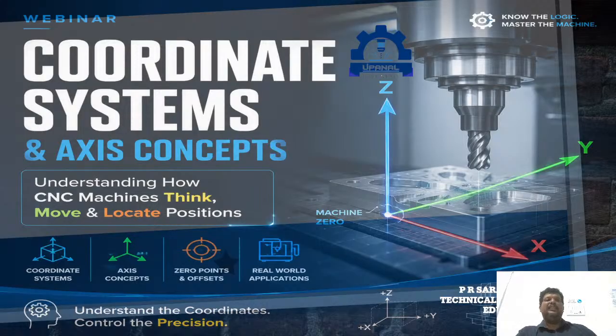Whether a student, a beginner in CNC machining, a CAD designer, or simply curious about how modern machines work, you are in the right place. Today, we are going to explore one of the most important foundations of manufacturing technology: coordinate systems and axis concepts. At first glance, this topic may sound technical. You might even think it involves complicated mathematics. But I promise you, by the end of this webinar, you will realize it's actually based on something we use every single day: finding locations.